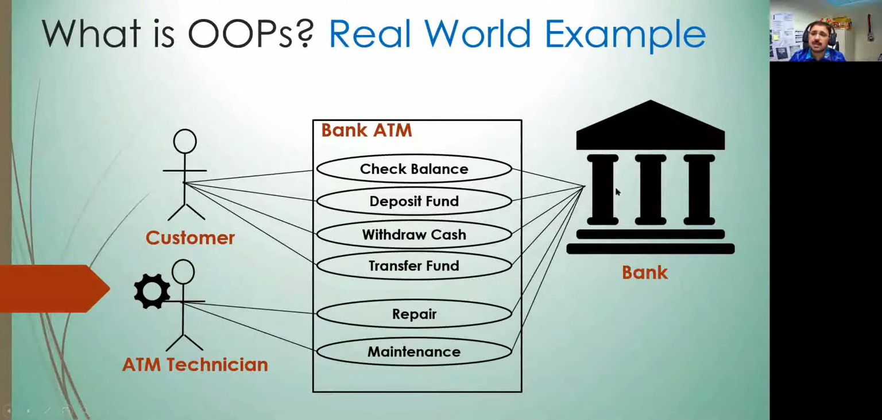So you see, all these are real world objects: the bank is a real world object, the ATM is another object, the customer is another object, the technician is another object. So it shows that there are living objects and non-living objects also. These living and non-living objects interact with each other, and in this way life goes on and different activities happen. So to actually represent this real world phenomena, object oriented programming comes in.